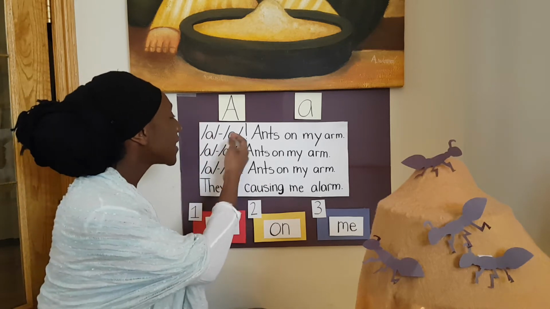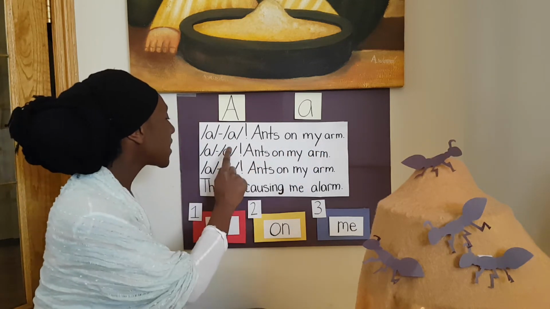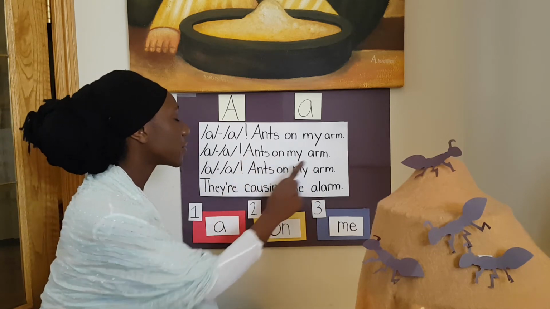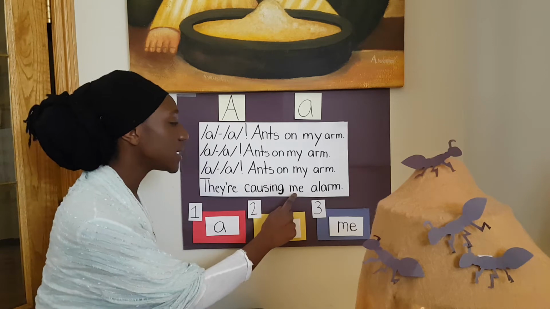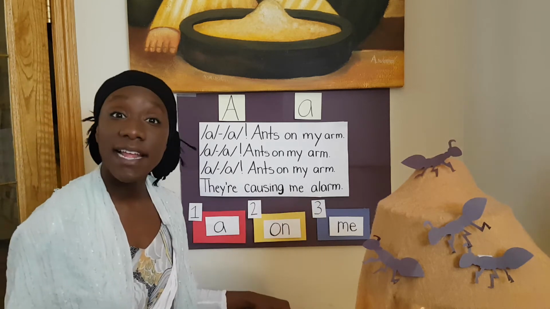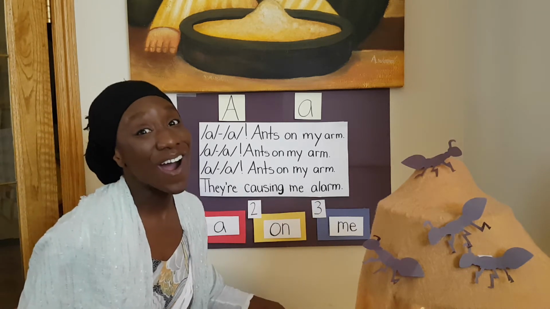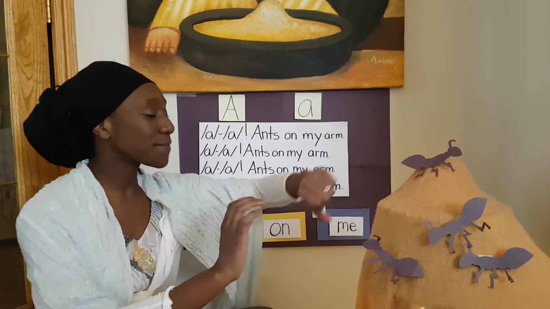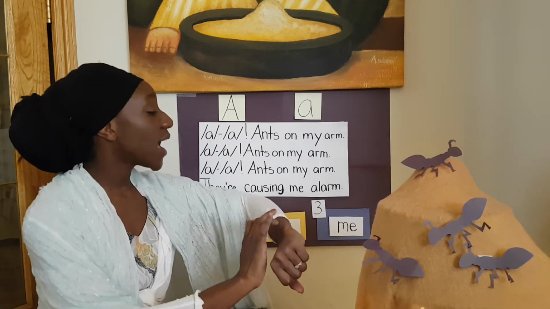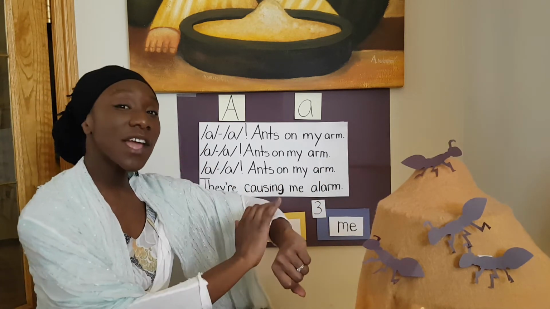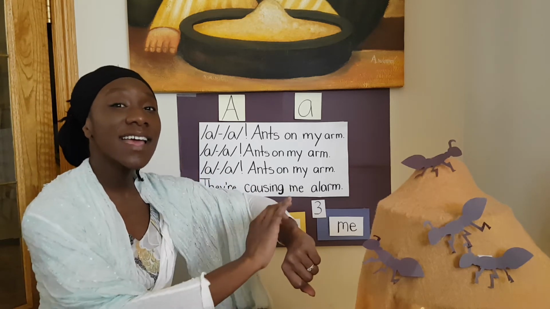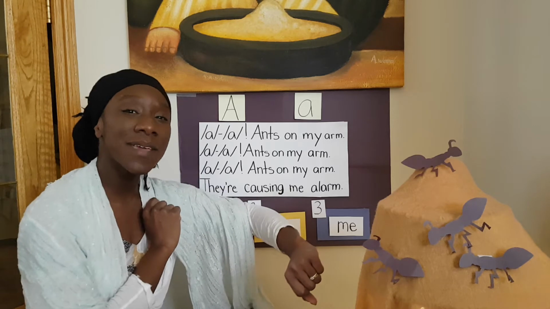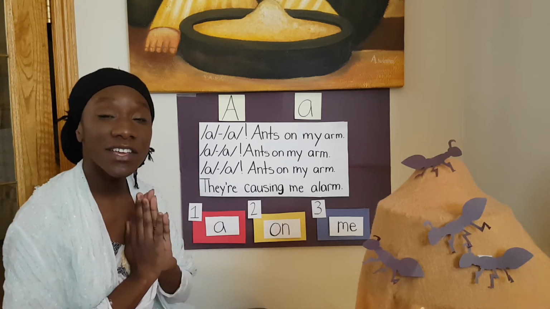Ants on my arm. Ants on my arm. Ants on my arm. They're causing me alarm. Now let's sing the words. Get your arms ready to do the actions. Here we go. Ants on my arm. Ants on my arm. Ants on my arm. They're causing me alarm. Very good.